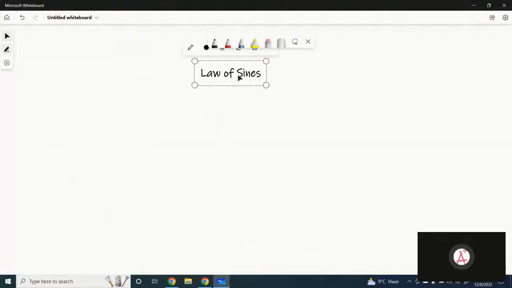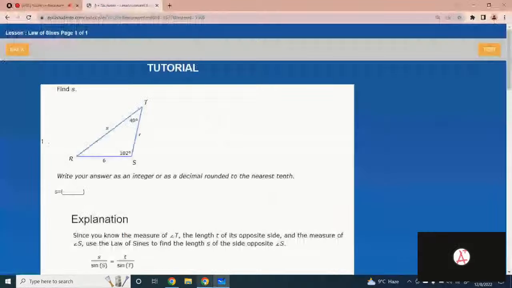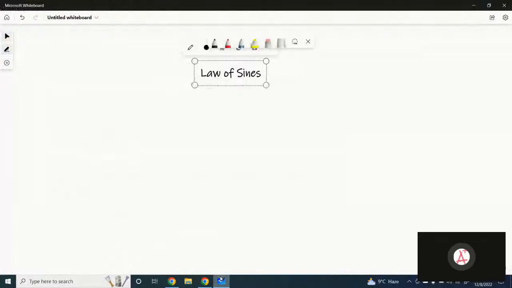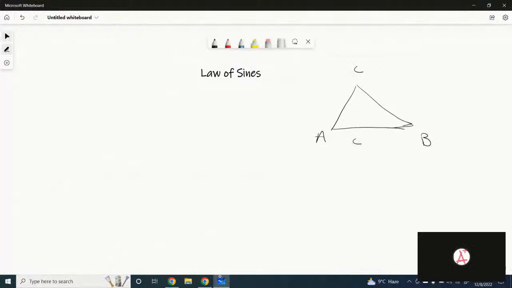Okay, so basically the law of sines is, for example, you have the sides A, B, and C. For example, you have a triangle that is not a right-angle triangle. Whenever you have to solve triangles that are not right-angled, for example, this is a triangle A, B, and C, not the right one. This is side A, this is C, and this is B.